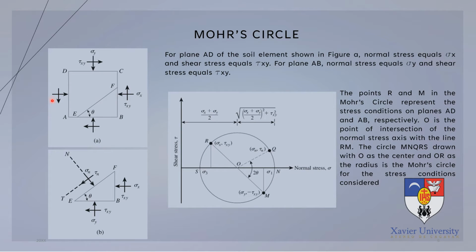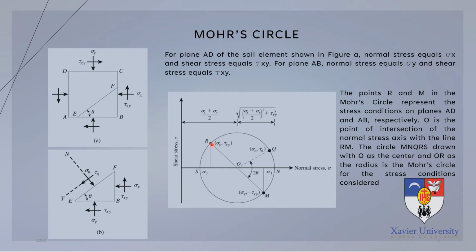So for plane AD, we have the normal stress equal to sigma x, and shear stress equal to tau sub xy. For plane AB, the normal stress equals sigma y, and shear stress equal to tau sub xy.